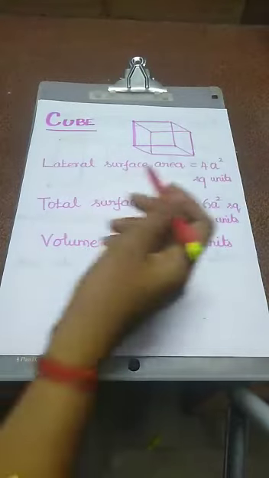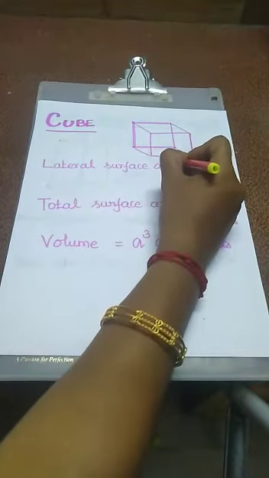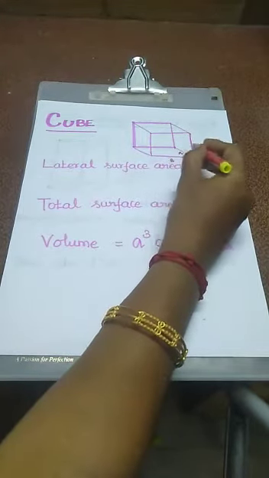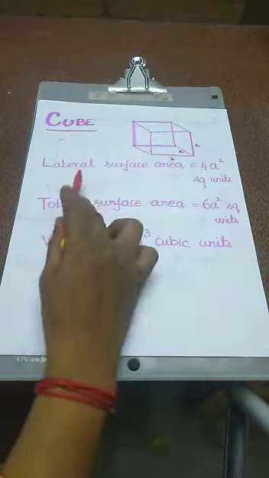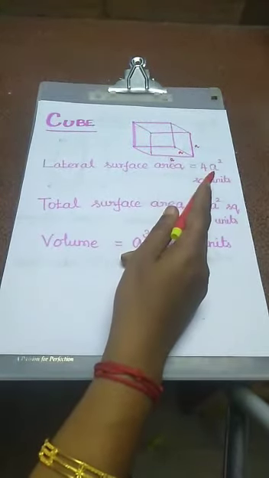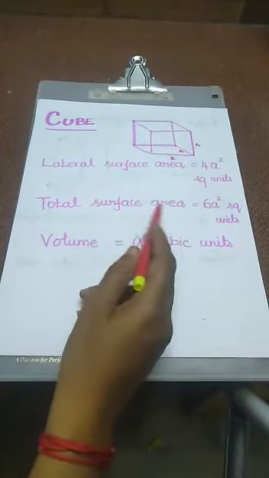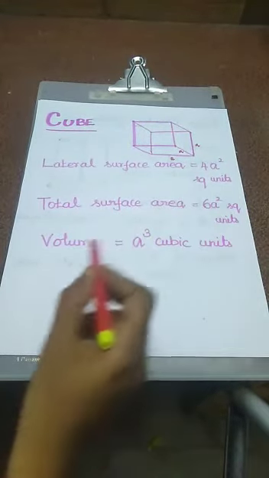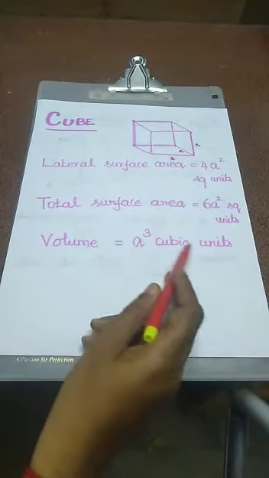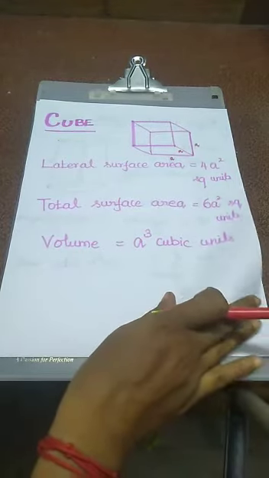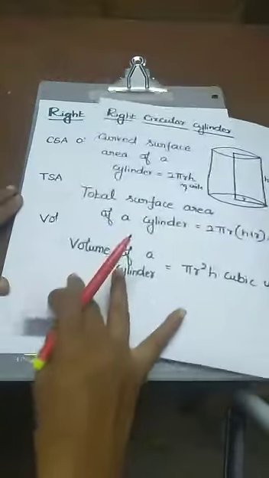The next one is the cube. Here we take the length as a, breadth as a and height also as a. So what is the formula for lateral surface area? That is 4a square. Total surface area of a cube is 6a square and the volume is a cube cubic units. Okay, the next shape is very important, that is the cylinder.